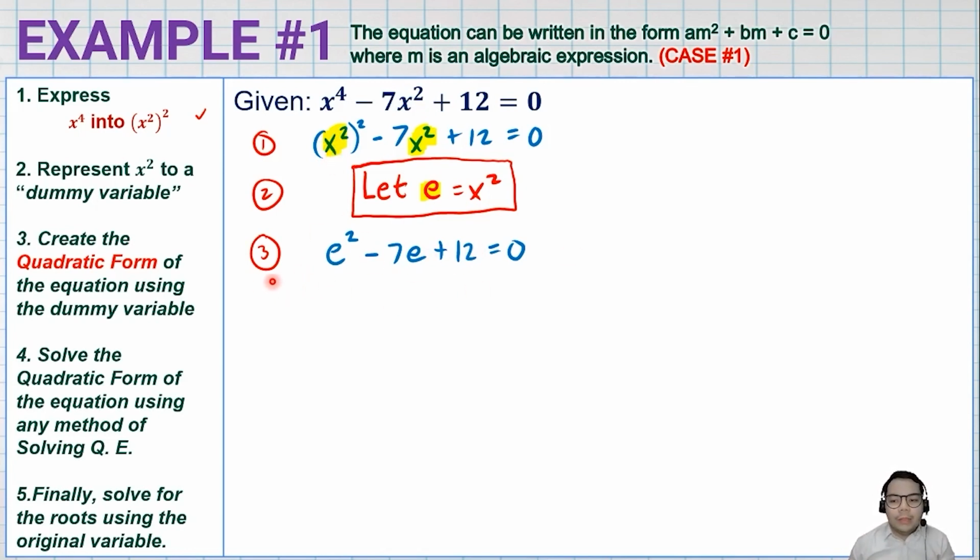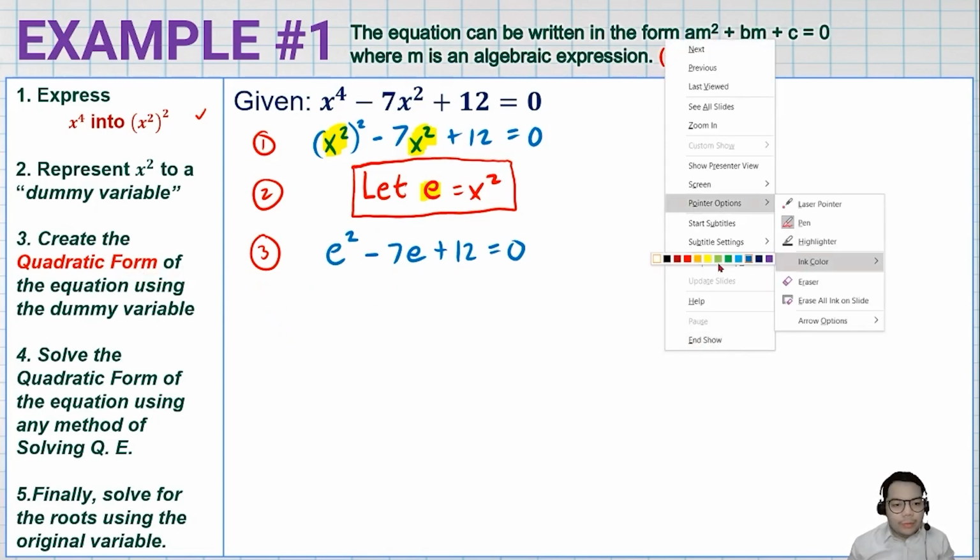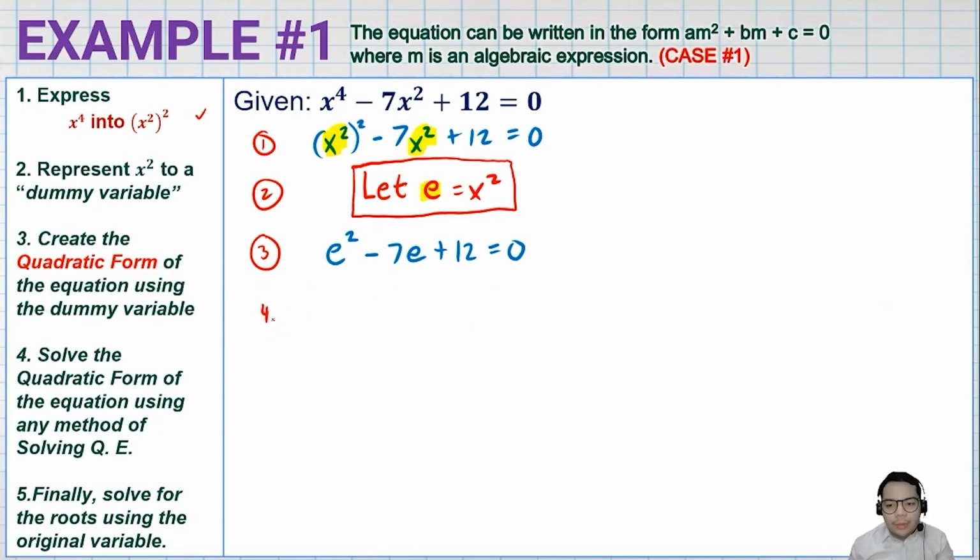But for now, that's the third step. And this is already our quadratic form. Quadratic form is e squared minus 7e plus 12 is equal to 0. So yun ang ating quadratic form. Next, we go to the fourth step. So ano sabi ni fourth step? Solve for the quadratic form of the equation using any method of solving quadratic equation. So, ito na kasi ay quadratic equation na itsura niya. So, we can solve for the value of e using any method of solving quadratic equation.